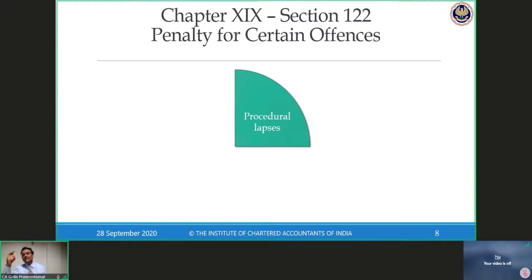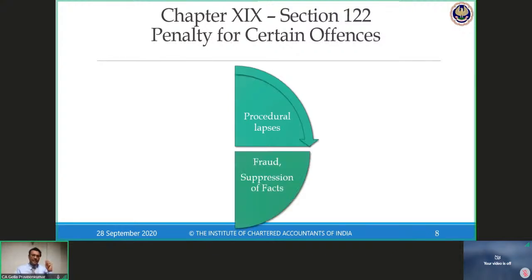Again, filing of ITC 01, filing of ITC 02. You are supposed to file within 30 days, you file after 35 days. This is covered under the first bucket called procedural lapses. Second, fraud, suppression of facts, misrepresentation, etc. Bucket number 2, fraud, suppression of facts, and misrepresentation. Section 74, what we discussed the other day by the other faculty, all those scenarios we will cover under the second bucket called fraud, suppression of facts, or misrepresentation.